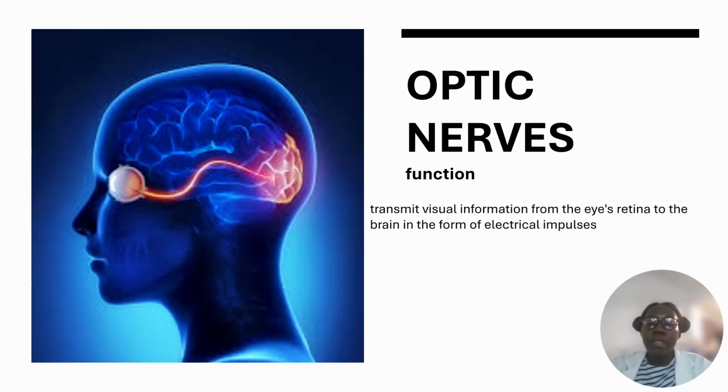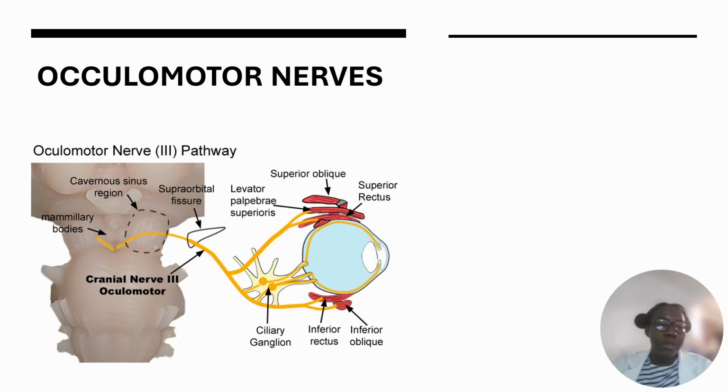The second set are the optic nerves, and they are linked, as you can see here, to this part of the brain behind the head. Their function is to transmit visual information from the eye's retina to the brain in the form of electrical impulses. As you know, our nerves function based on electrical impulses.